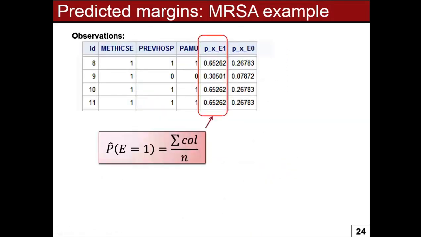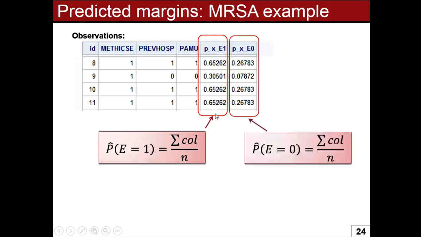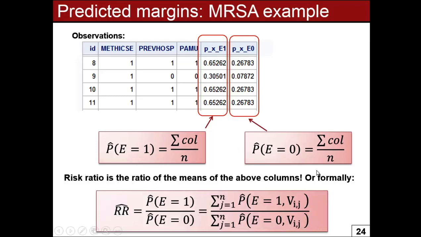And the point of this game is we're going to take the average risk in the data set when they're exposed. And that's this. The sum of these probabilities over n is the average risk when they're exposed. And you're going to take the sum of this column over n, the unexposed column, and that's the average risk when you're unexposed. And you're going to take the ratio of that. That's the risk ratio. Okay? Average risk, risk ratio. It's the ratio of the means of the above columns, okay?